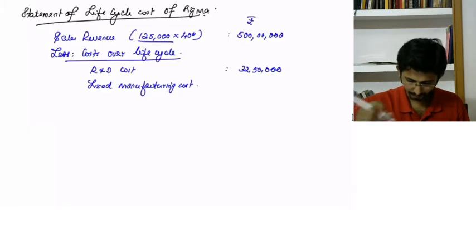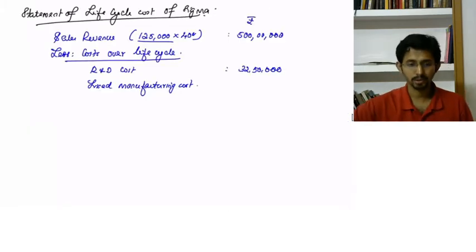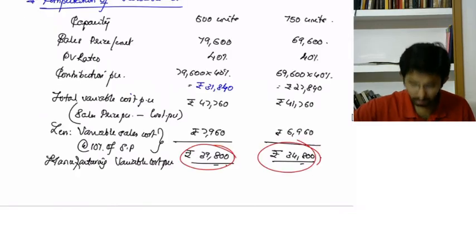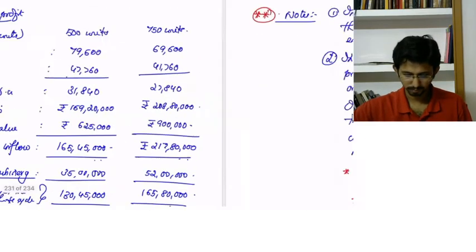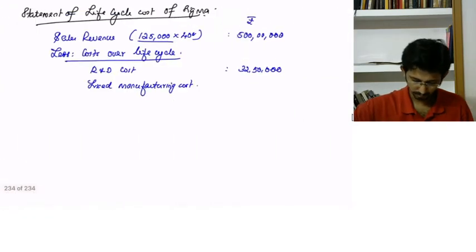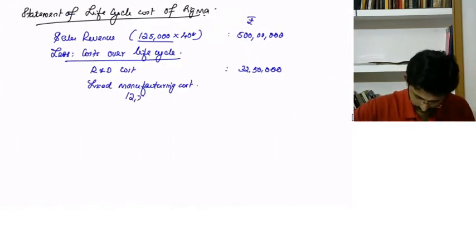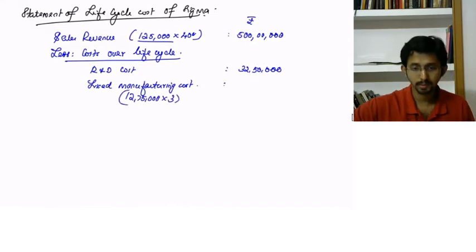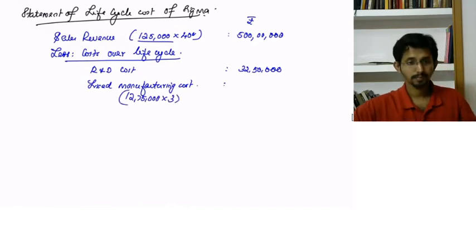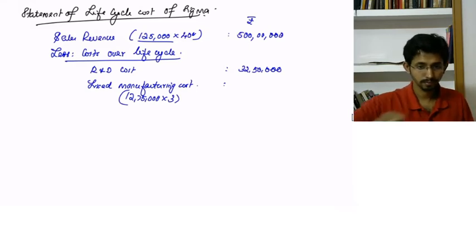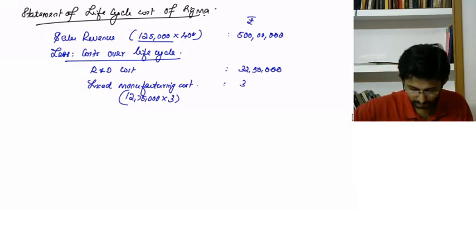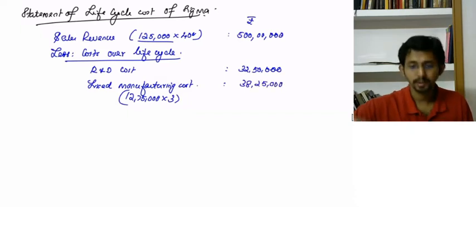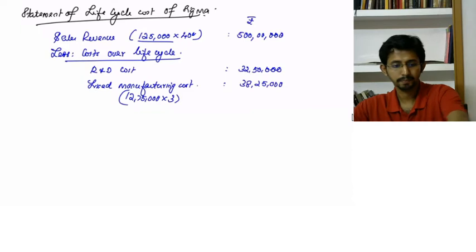Clear? Okay. So fixed manufacturing cost is 12,75,000 per annum, into 3. So that will come to how much? 38,25,000.